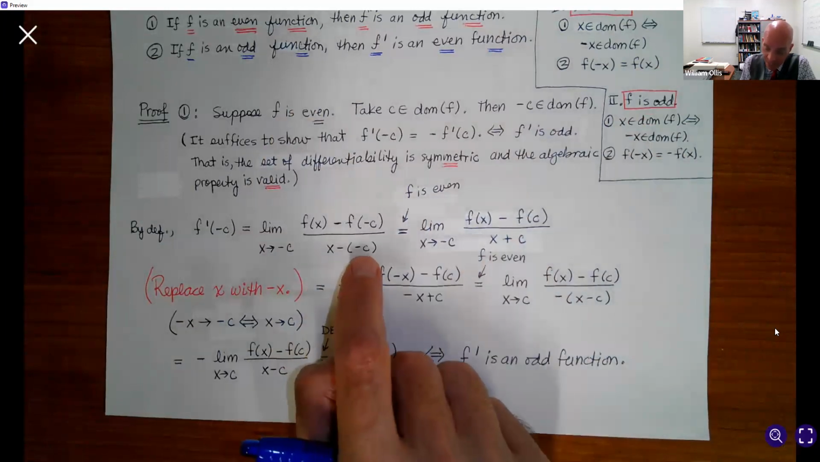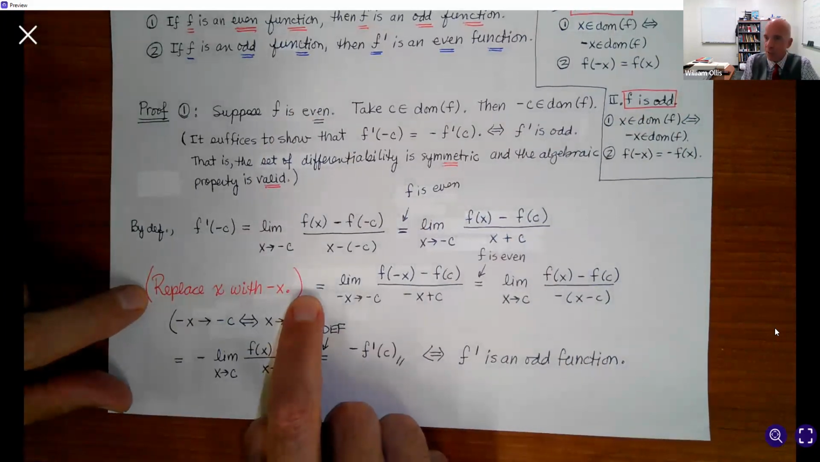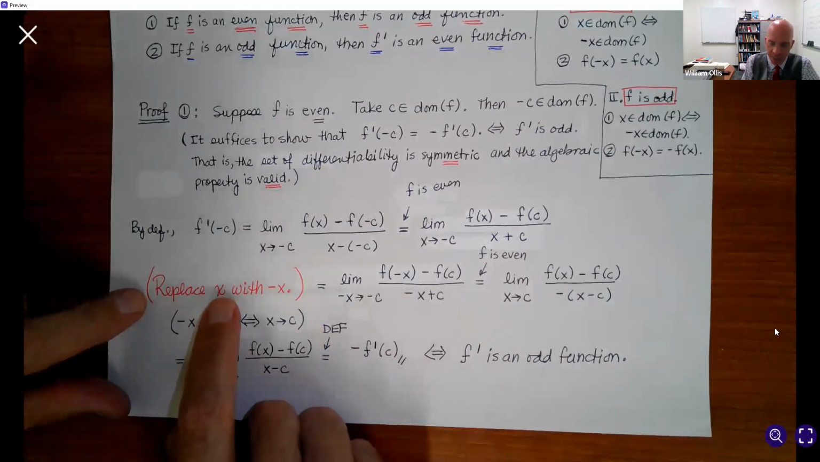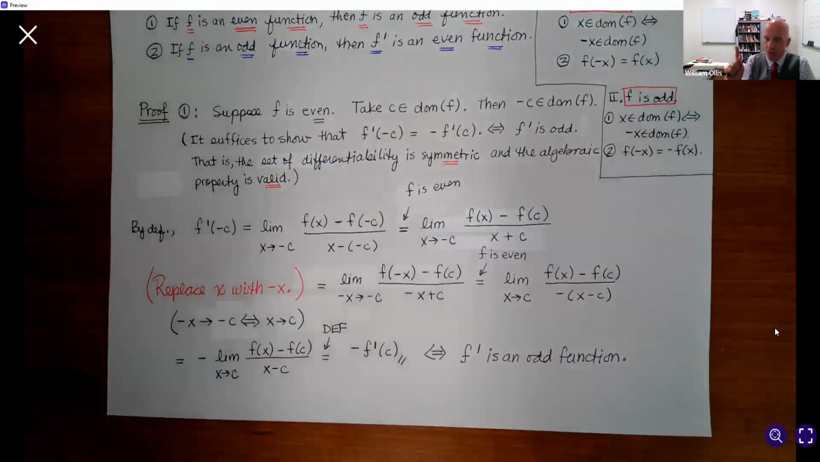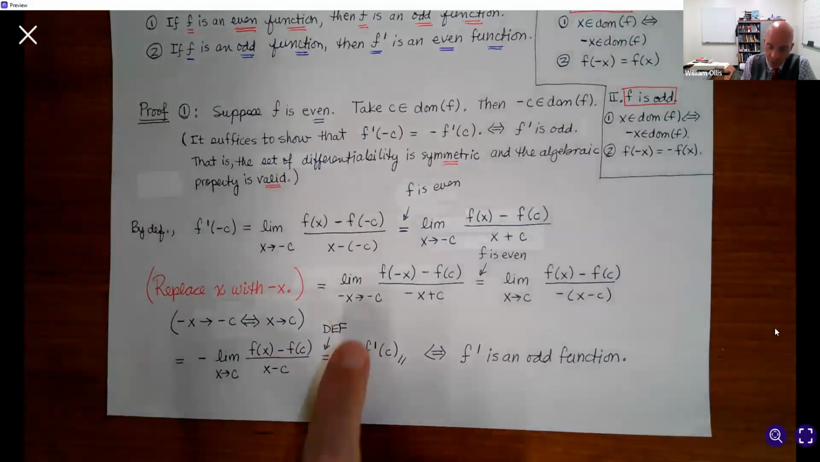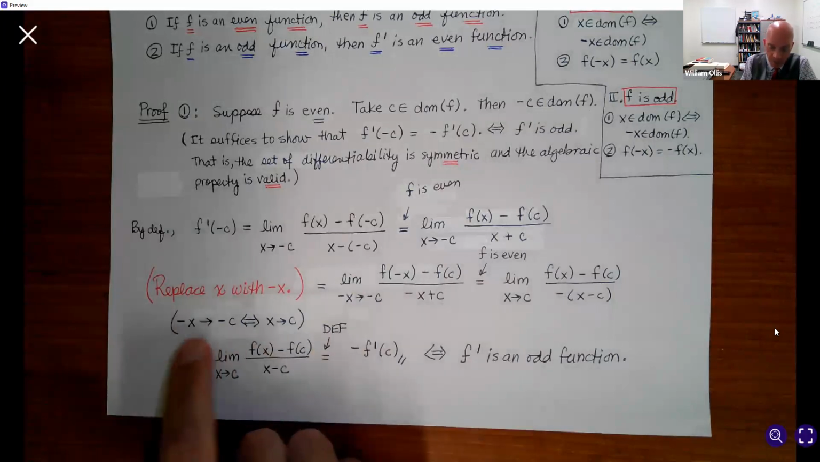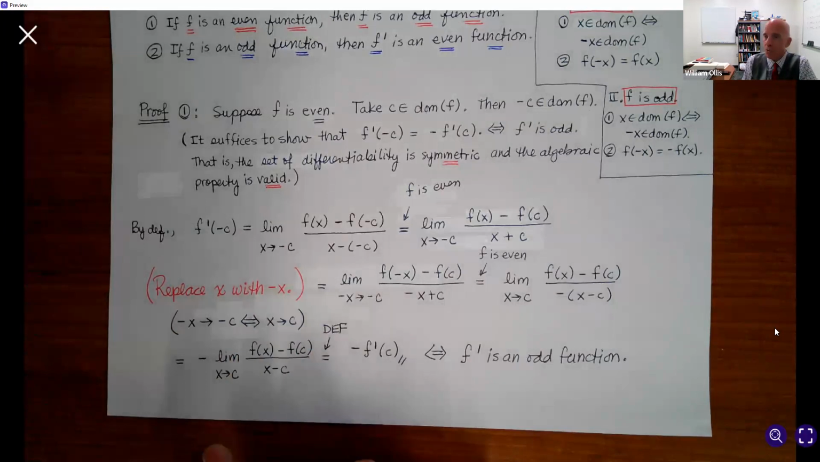f minus the negative is just f plus. Now I have my little change of variable here, but it's a little bit easier to use. I simply want to replace x with negative x, because now I can use the little toggle that we used before. Notice if I replace x with negative x, I get negative x approaching negative c. But of course, multiplying that result by negative one is simply equivalent to x approaching c.